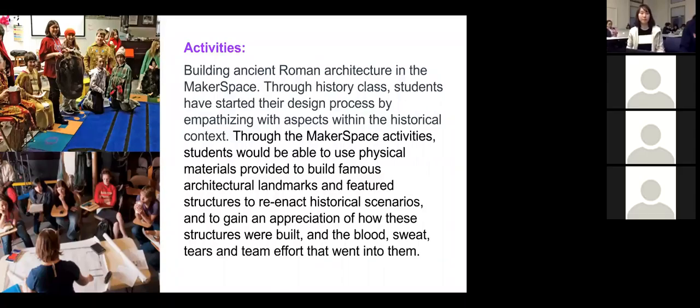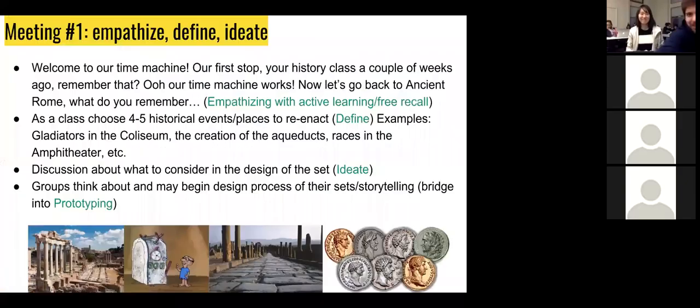So we're actually going to move on to the next one, the meeting one slide. So for meeting one, this will be a 4-class process, right? The idea was originally the historical topic would be taught in history class, the Roman Empire would be taught, and then afterward we would revisit it in the makerspace. So when this was taught in the history class, that's when we believe the empathizing part of this design cycle would start. Once we take over in the makerspace, that's when we can break the kids into 4 to 5 different groups, and they can choose their own time period or structures that they want to explore, like the Colosseum, the aqueducts, the amphitheater, etc.